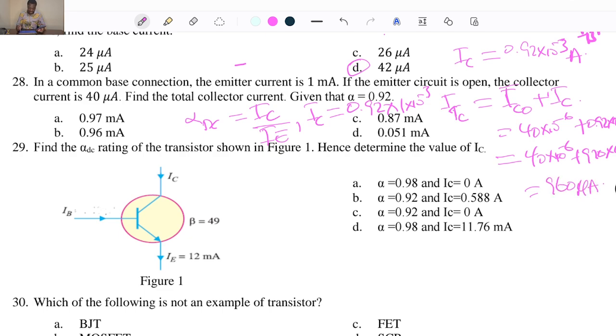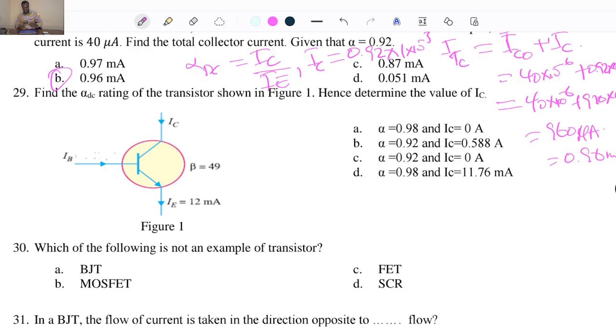micro amps. So when you come here, you can see that we don't have micro. We have in terms of milli. So, and this is going to be what? 0.96. So the answer here becomes B, 0.96 milli amps.